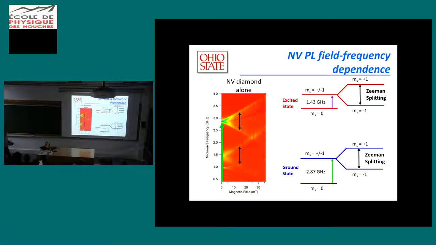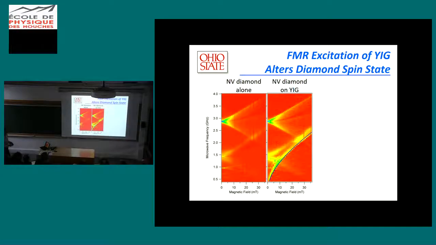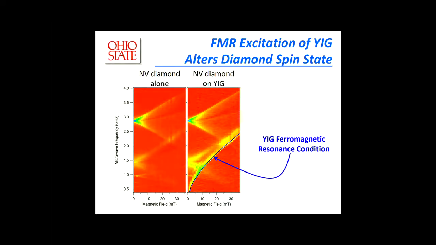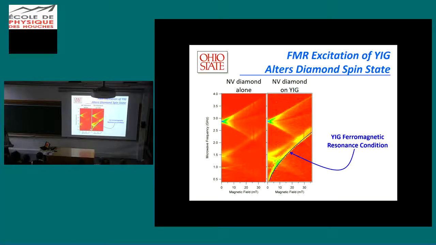Okay, so this is a very familiar plot, frequency and magnetic field. This is the ground state NV resonance split by magnetic field. These are nano diamonds, so they're not nice straight lines, by which I mean that the magnetic field is not well aligned with the 111 axis. Here is the excited state. This is spurious. Please don't look at it. So the interesting thing for us is that we put this in contact with yttrium iron garnet, and we see very clearly the YIG Kittel equation behavior.